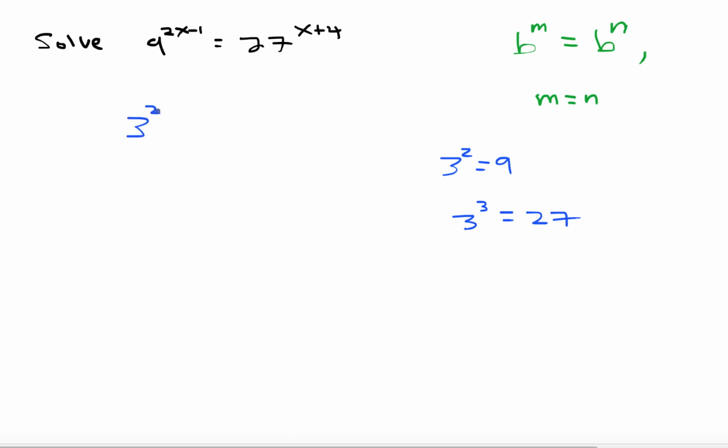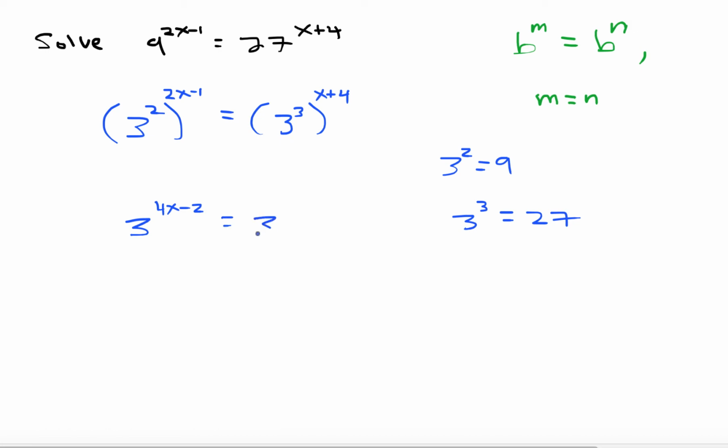Well, 9 is 3 squared, and we still have this 2x minus 1 power here. And we know that 27 is 3 cubed, so we can rewrite that with this x plus 4 here as well. But the key is using the power rule correctly. What do we do with this 2 and this 2x minus 1? We have to multiply those together, and of course, make sure you distribute properly. We get 3 to the 4x minus 2 power on the left.